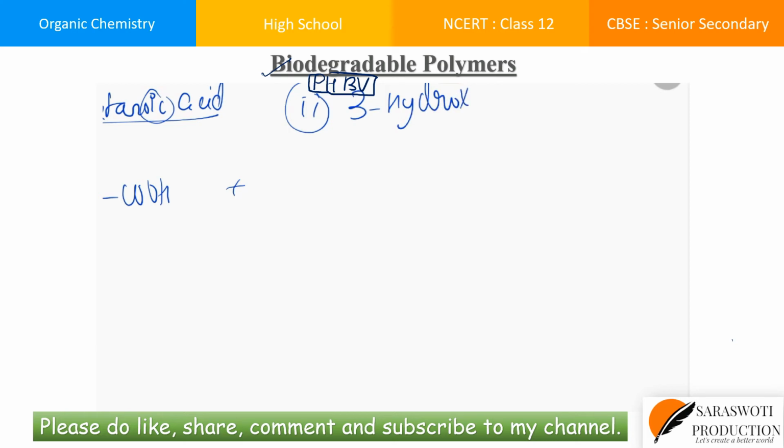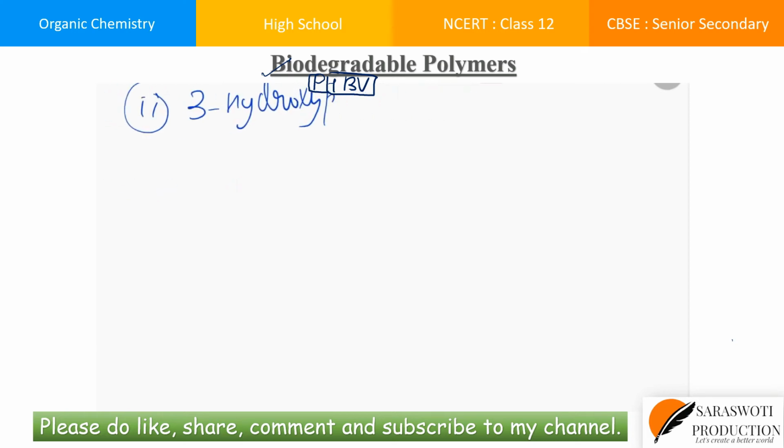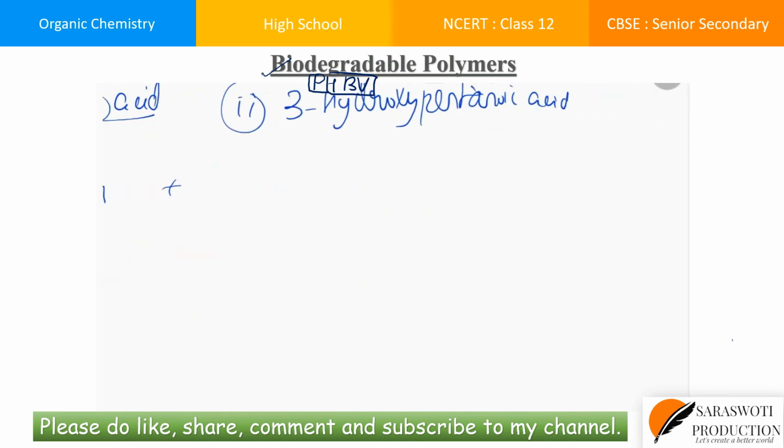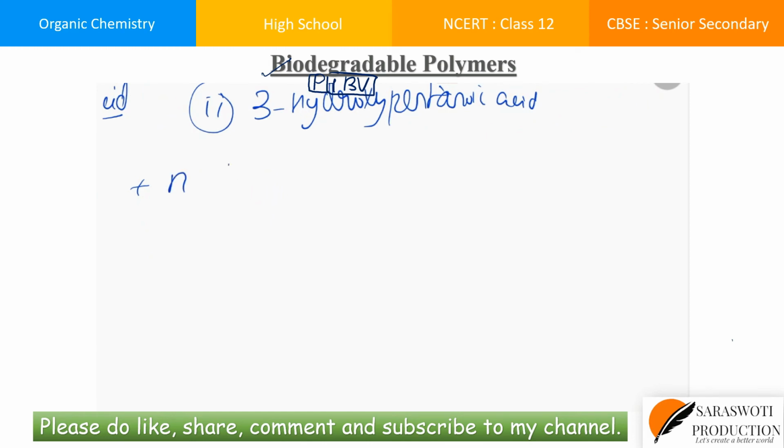Now plus number 2, another one is called 3-hydroxypentanoic acid. This simply signifies that nothing is different, the only difference is that here we have 1 methyl and here it is going to be ethyl instead. So it's going to be n times HO CH CH2 COOH, and here it's going to be ethyl, CH2 CH3.